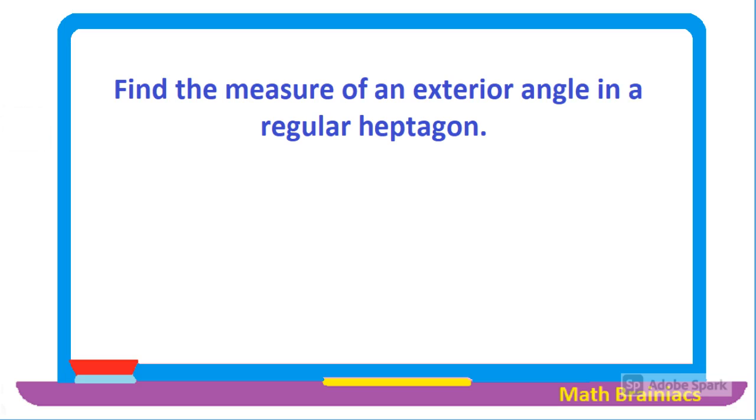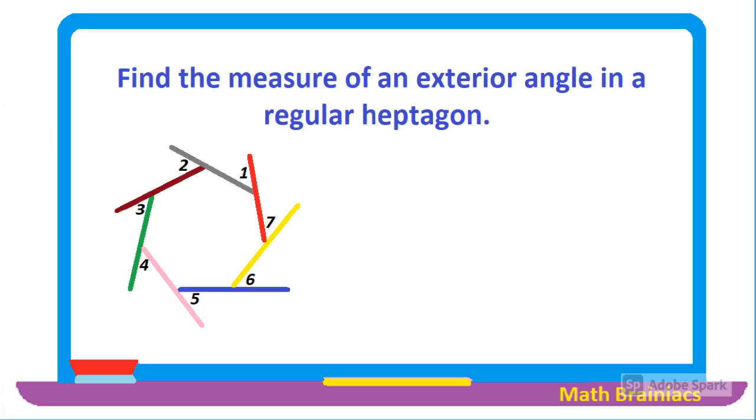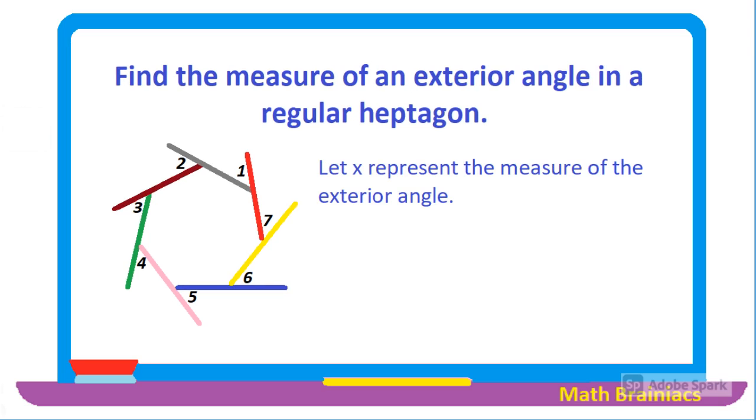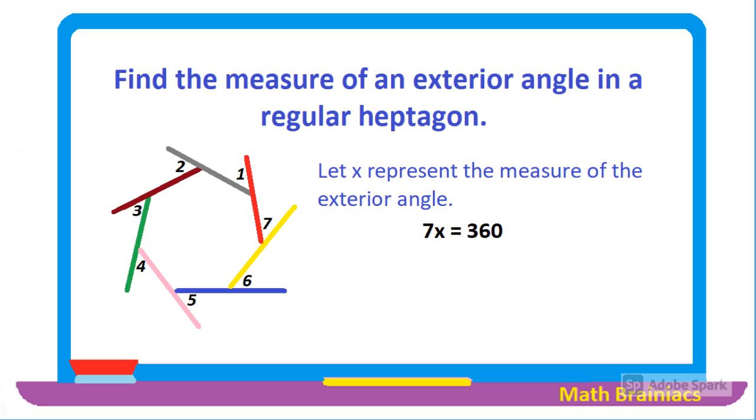Find the measure of an exterior angle in a regular heptagon. A heptagon has 7 sides, therefore it has 7 exterior angles. Let x represent the measure of each exterior angle. If we are going to add x 7 times, we're going to have 7x.